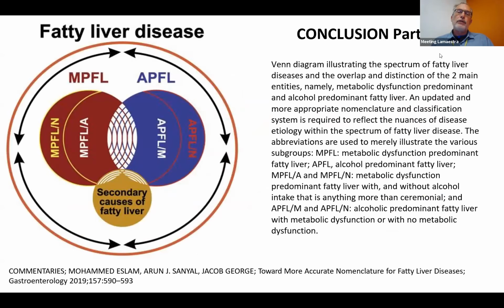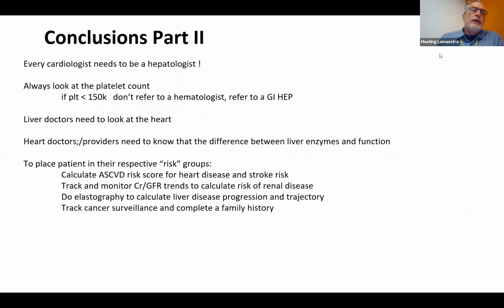Okay, at conclusion, we talked about that one already. Every cardiologist needs to be a hepatologist. Look at the platelet count. It's a cheat sheet. Under 150, they've got F3. Under 100, they've got F4. We as liver doctors need to make sure we have an EKG on all of our liver patients. And once they get over 50 years of age and have a long diabetes history, I'll definitely be getting an echo on those patients.